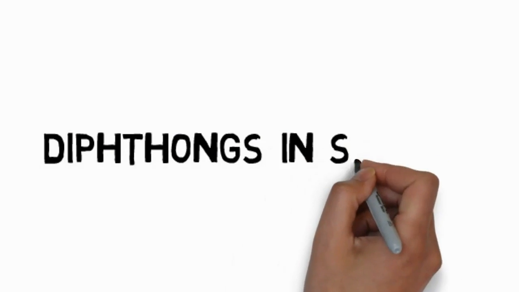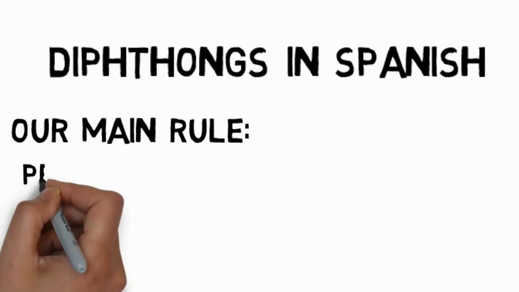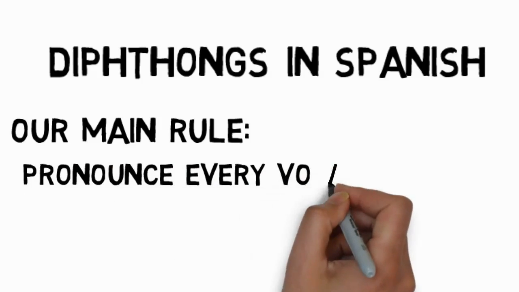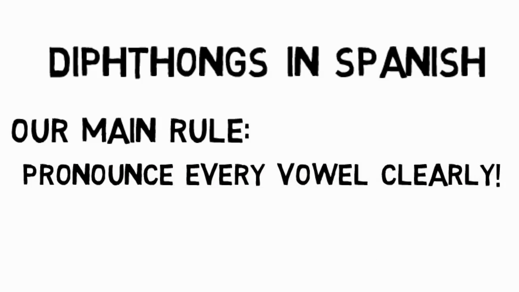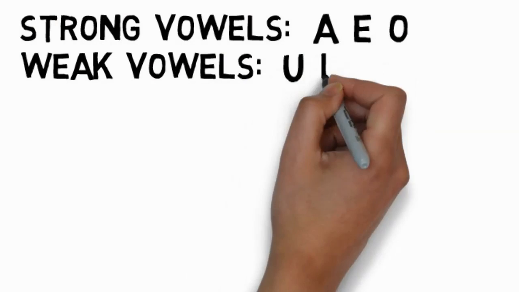So, returning to Spanish. Spanish has a lot of diphthongs. They combine their 5 vowels in almost every way possible. But the rules governing them are relatively straightforward. Basically, you pronounce all the vowels as cleanly and clearly as possible. And the only trick is figuring out if one of those vowels goes by faster than the others. To figure that out, you can divide Spanish's vowels into strong and weak vowels. The strong ones are A, E, and O, and the weak ones are U and I.